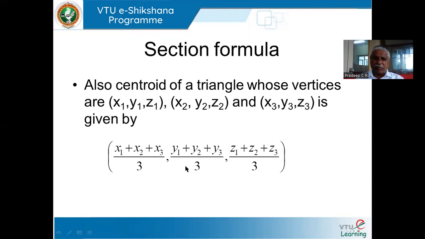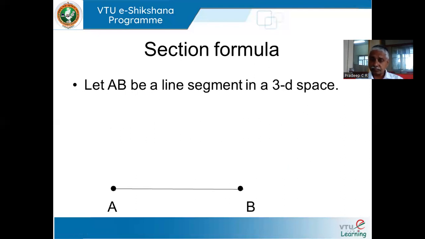Now in this, we won't bother about it so much. You need to know the centroid of a triangle. Its coordinates are x1 plus x2 plus x3 by 3, y1 plus y2 plus y3 by 3, z1 plus z2 plus z3 by 3, given x1, y1, z1, x2, y2, z2, and x3, y3, z3 are the vertices of the triangle. In this course, I'm focusing only on the examination point of view. I'm not trying to teach too many things which are interesting, but there isn't time for all of them.